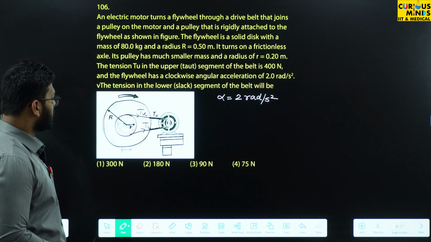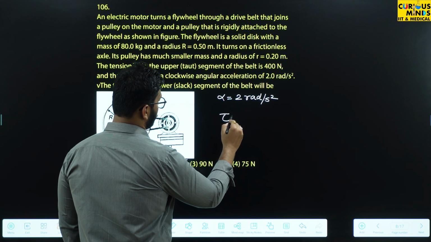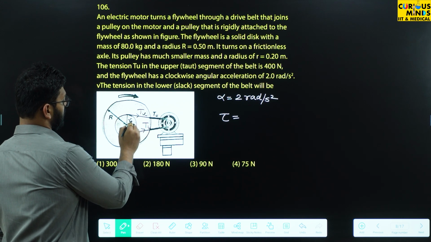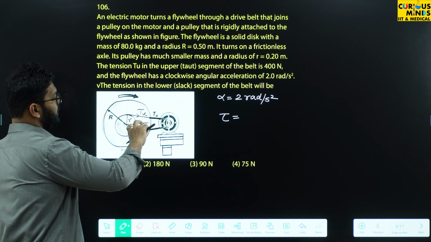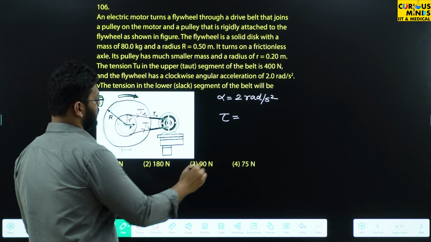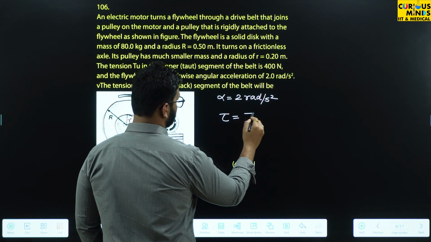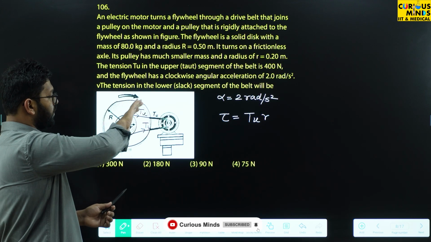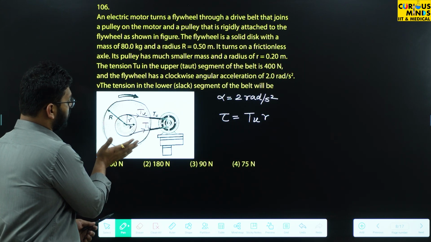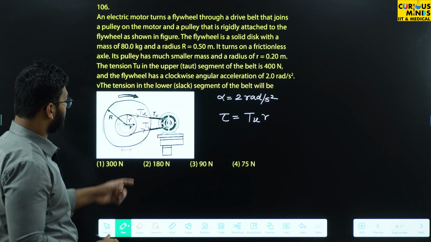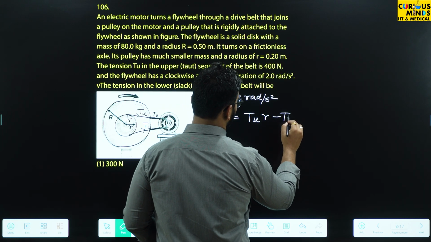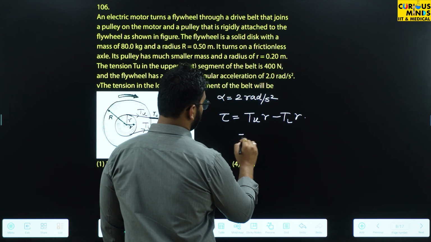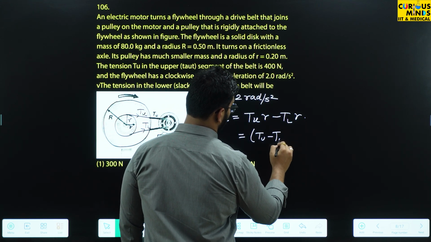Now we can find out the torque, right? We can find out the torque like this. So this is R distance, correct? So TU into R, and this is the torque like this. So we are taking it positive, and the torque because of TL is like this, so we will take it as negative. So this is minus TL into R. So this torque is TU minus TL into R.